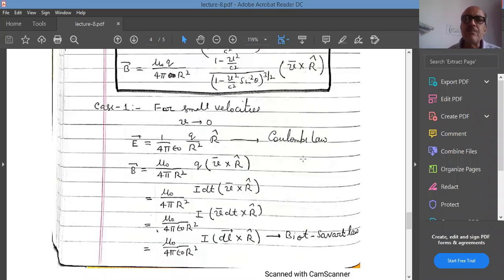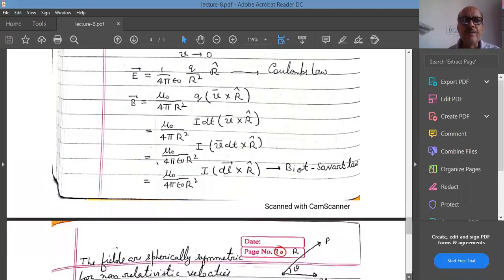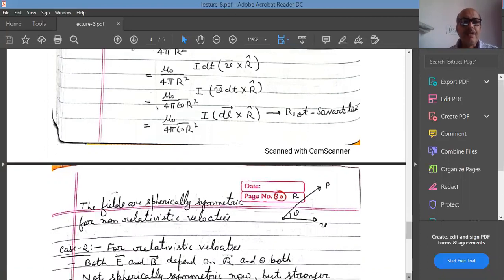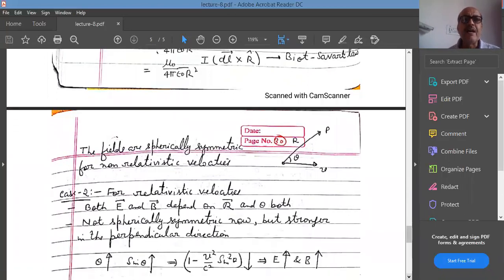So for a smaller velocity, the expressions for the electric field and the magnetic field suggest that both the electric field and the magnetic field maintain spherical symmetry. So the fields are spherically symmetric for non-relativistic velocities. Now we take the other case, for relativistic velocities, meaning when the velocity approaches the velocity of light.